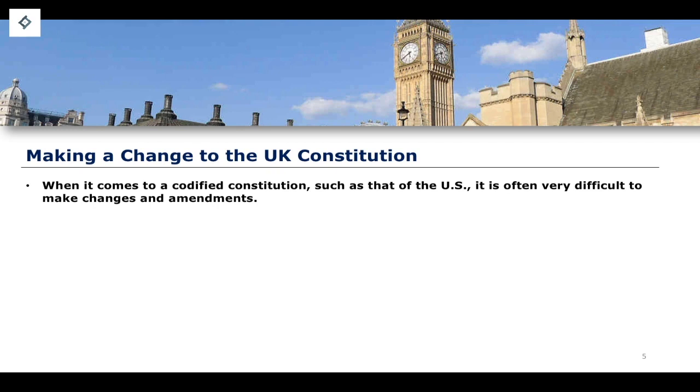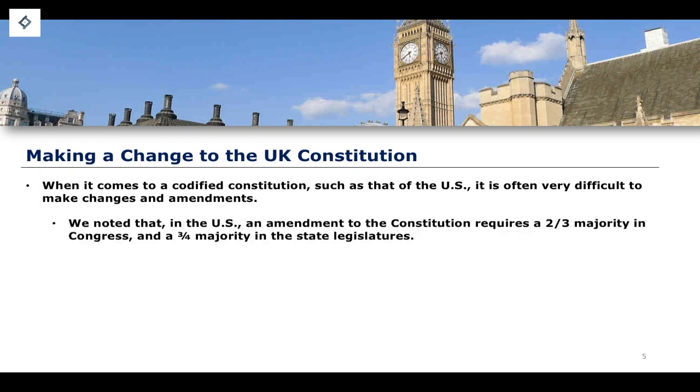Well, comparing this to the US system, for instance, we see that the process of the US constitutional amendment process is very difficult. We've noted already in previous lessons that it requires a 2/3 majority in Congress, and then it requires 3/4 majority representation within the state legislatures, which is a significant amount of support for a particular amendment to be made to the US Constitution.